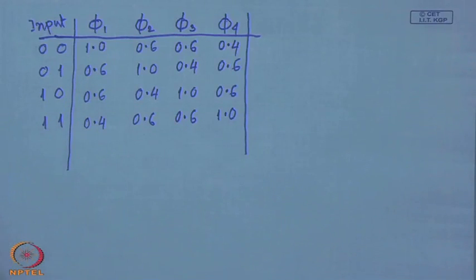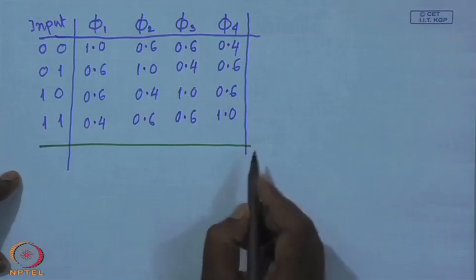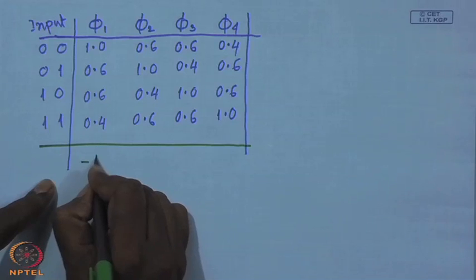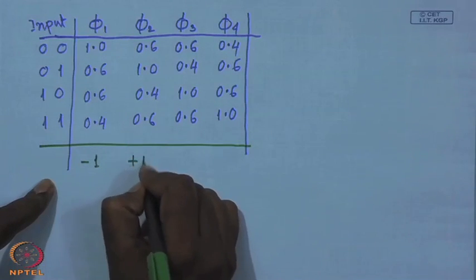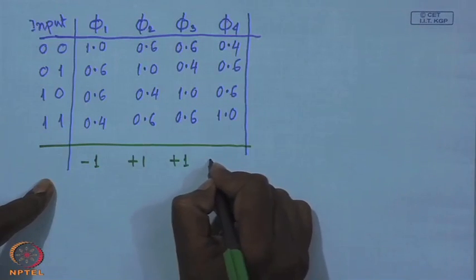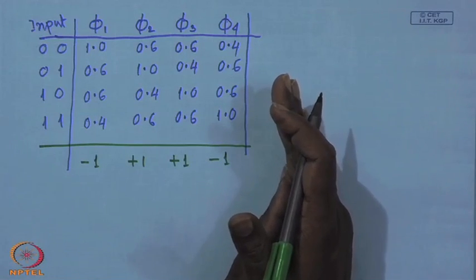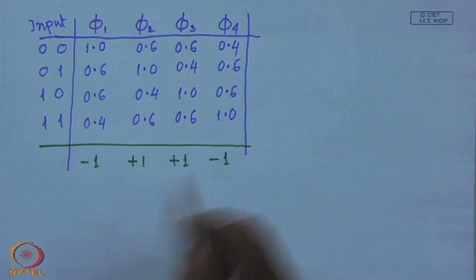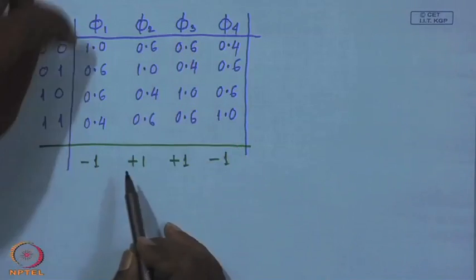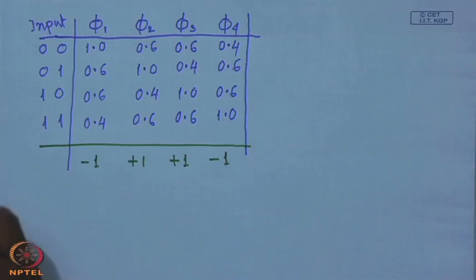Now, if I take the linear combination of this, for phi 1 I give a weight of -1, for phi 2 I give a weight of +1, for phi 3 I give a weight of +1, for phi 4 I give a weight of -1. So, the function that I will finally compute at a node in the output layer will be phi 2 plus phi 3 minus phi 1 minus phi 4. And if I compute this, let us see what are the values that I get.